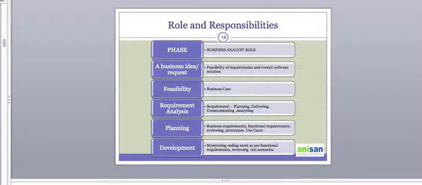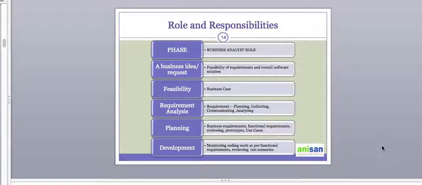Now here in the roles and responsibilities at a very high level, it is mentioned that the first phase is the business analysis role, where the business idea and the request, the feasibility of the requirement and the overall software solution are defined. In the feasibility study, we ensure that the business case is appropriate and accepted by the sponsor after studying our analysis which we have presented, that is cost versus benefit and benefit versus risk, okay.